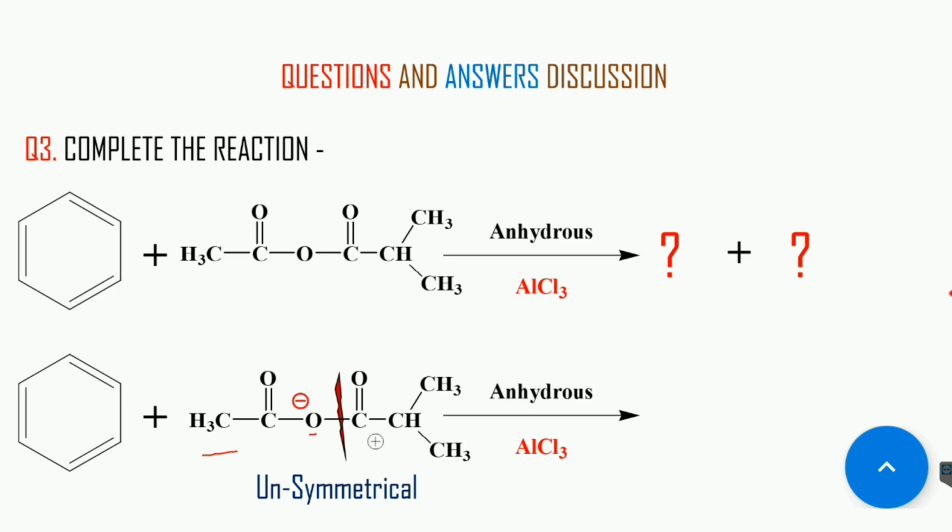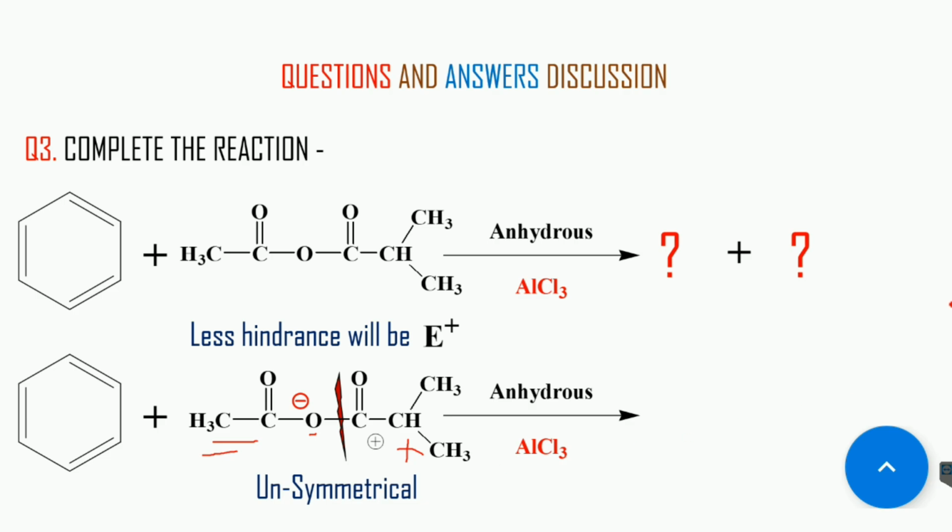For this type of unsymmetrical reactant, you have to choose the less hindered electrophile, or you can say the less substituted electrophile, because that can provide more stability to the compound, or it prepares a more stable compound. So for this type of reactant, you have to choose this one as your electrophile, this one, not this one.